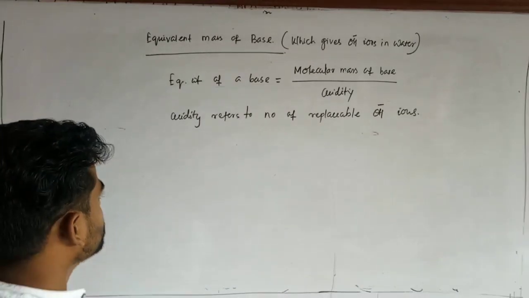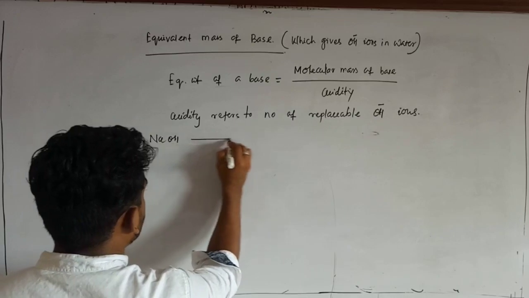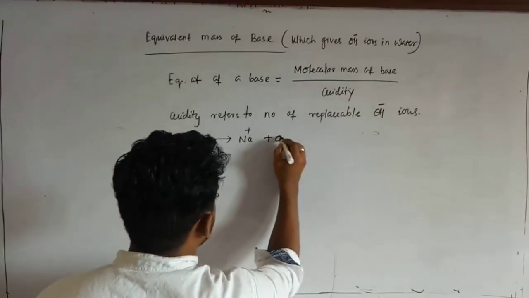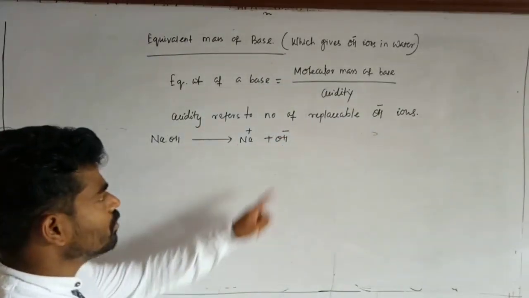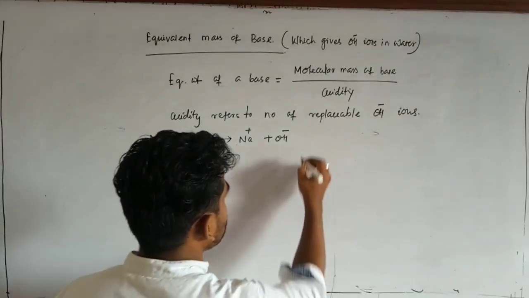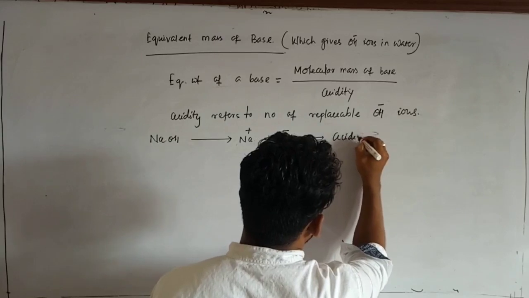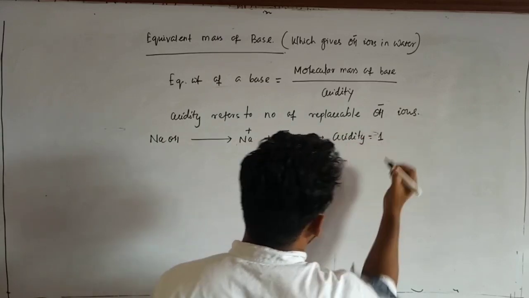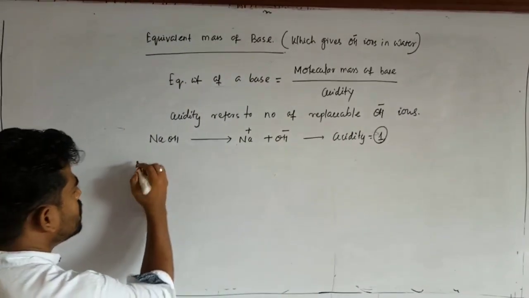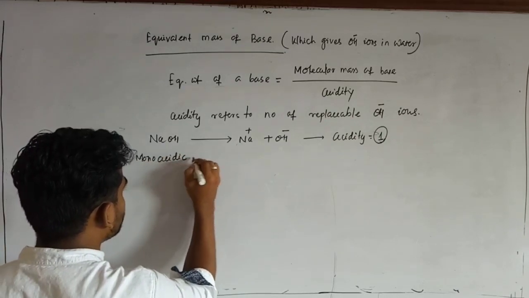So if I consider NaOH, it will give you Na plus and OH minus ion. Number of OH minus ion is 1. So this one is your acidity, that is equal to 1. So NaOH is a monoacidic base.